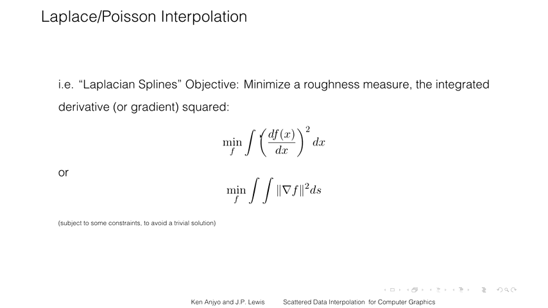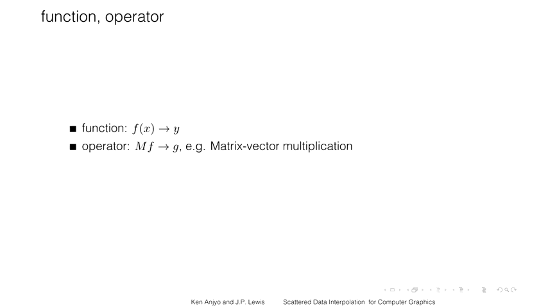So the idea here is that we're going to minimize some measure of roughness integrated over the surface that we're trying to solve for. So f is the function we're trying to solve for. In this case, we have the first derivative. We're going to square it because otherwise it might be negative, and we're going to integrate over that, and we want to minimize that. So the multidimensional version of this, we're going to minimize the gradient squared integrated over the surface.